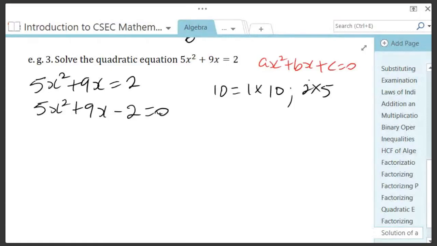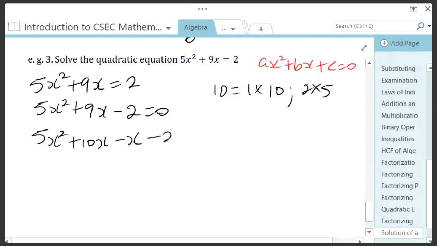Notice here that 10x minus x here will give 9x, and I'll be able to maintain an even number of negative signs. So this is 5x squared plus 10x minus x minus 2 is equal to 0. The HCF of the first two terms here is 5x. 5x squared divided by 5x here is x. 10x divided by 5x is 2. Repeat the brackets here. X plus 2, this is equal to 0.